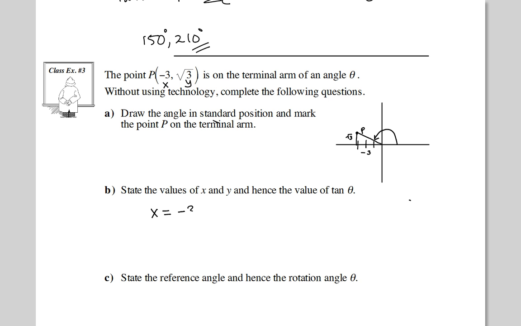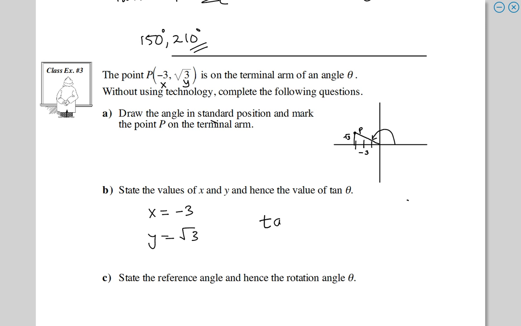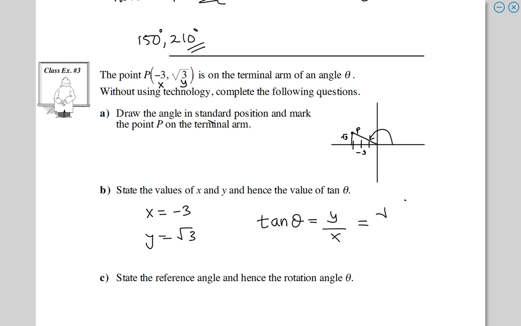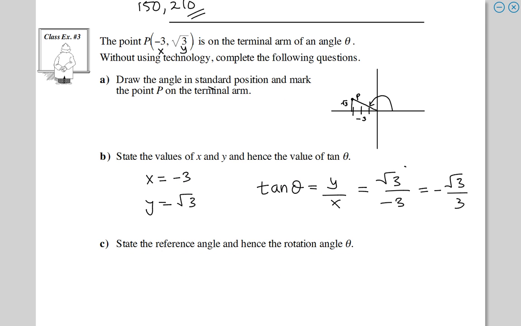Okay, state the values of x and y, and hence the value of tan theta. We know x is -3. We know y is root 3. So then we can do tan theta: y over x, which is root 3 over -3. A positive divided by a negative is just going to make the whole fraction negative. Now it says state the reference angle and hence the rotation angle. So second function tangent of my ratio. You do not have to put in the negative. Remember that.